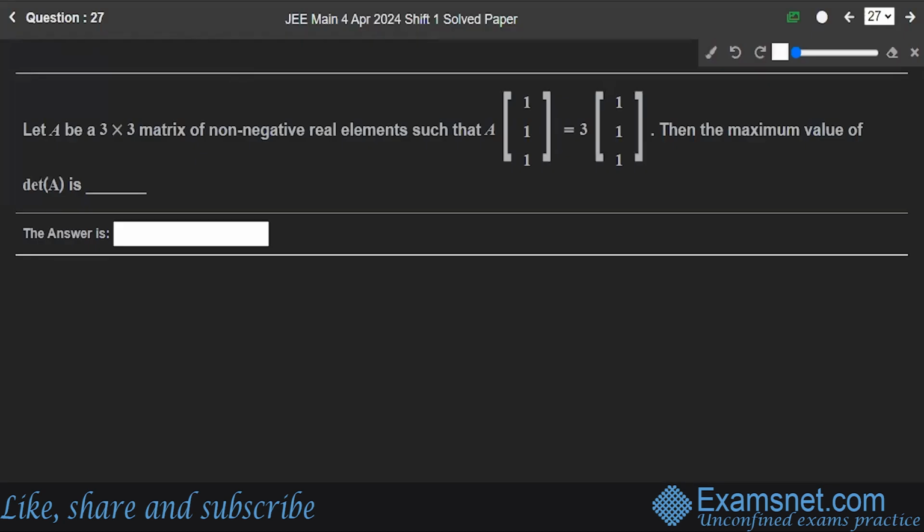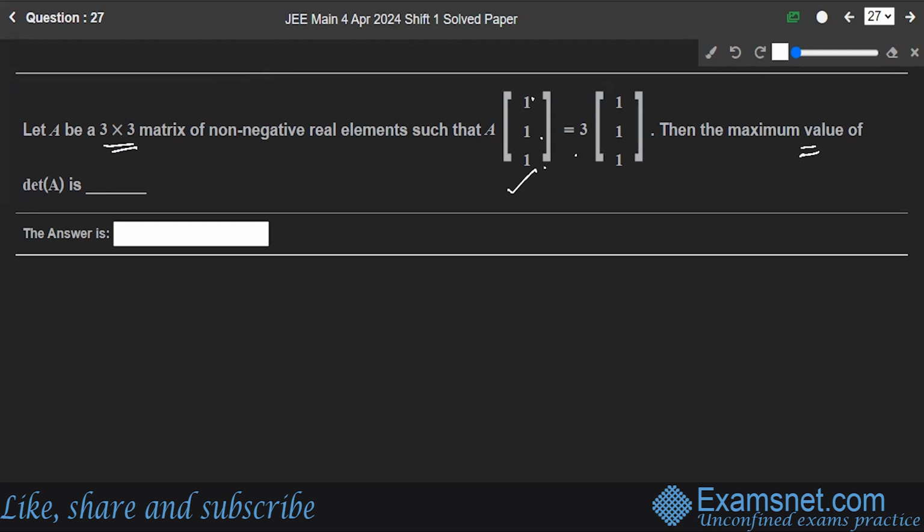Question number 27. Let A be a 3 by 3 matrix of non-negative real elements such that A into the column matrix (1, 1, 1) is equal to 3 into this. Then the maximum value of determinant of A is equal to what?